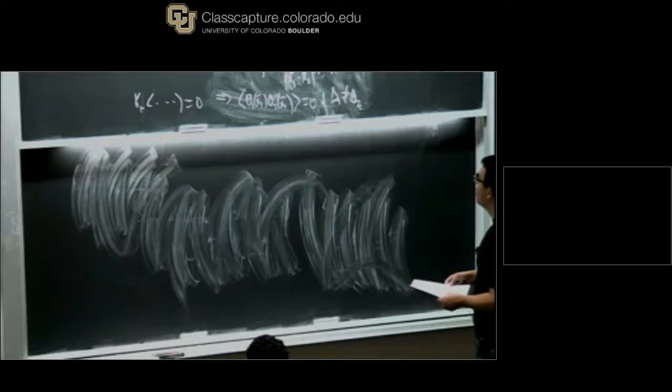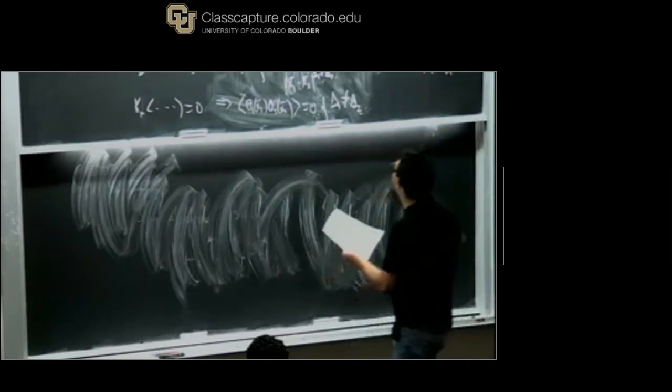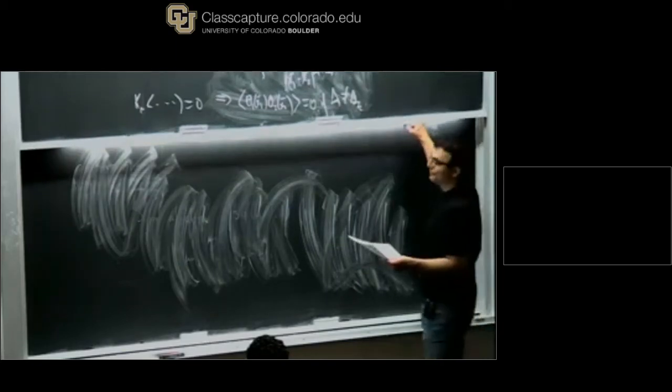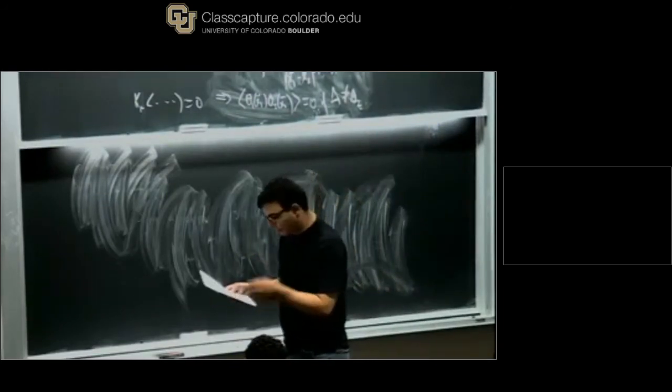But you can redefine, so suppose we have some operators such that the matrix of two-point functions is not diagonal as I wrote it, then we can just diagonalize it. So that would be a convenient way of finding a basis.